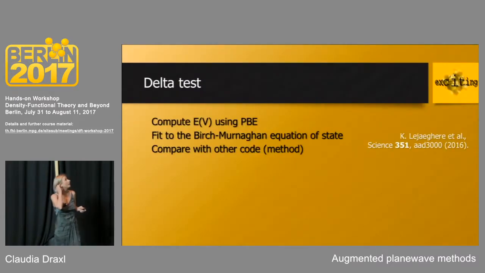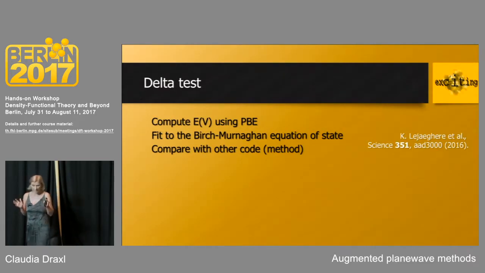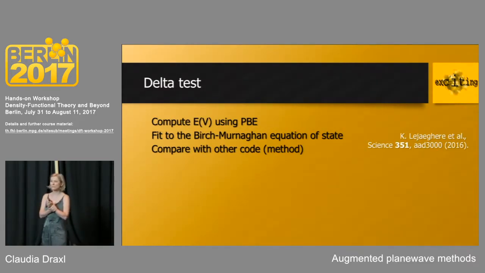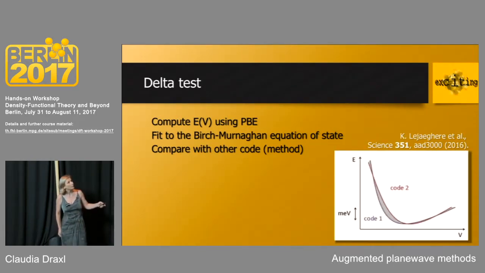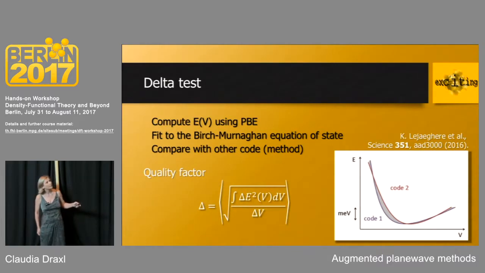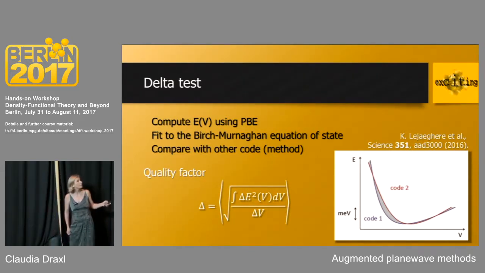So the essence is, it's a very simple test called the delta test in the community. You compute the energy versus volume using a given functional. In this case it was PBE. Then you do a Birch-Murnaghan fit, so you get the equation of state, and you can do this with two different codes. From the difference between the results of these two codes, you can compute what we call a quality factor. Okay? So you can do this for each and every atom, for every pair of codes, and for every material separately.